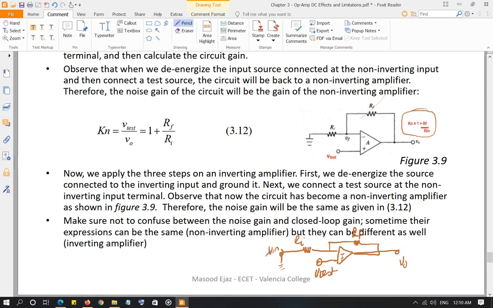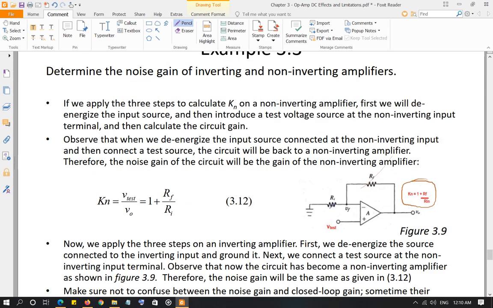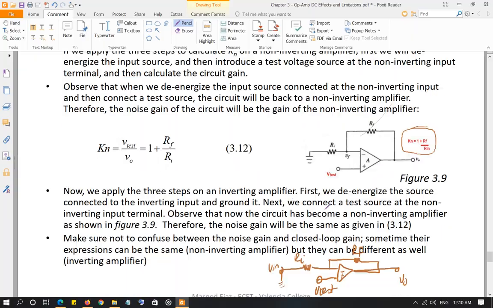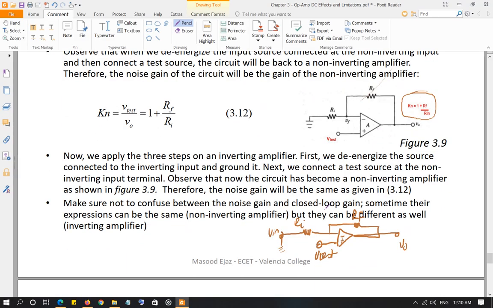So look at the circuit. The circuit is the same as this, right? The non-inverting amplifier, when we were calculating the noise gain. So the noise gain of this circuit will be exactly the same. Noise gain of this circuit will be this. So the noise gain for both inverting amplifier and non-inverting amplifier will be given by the same equation.